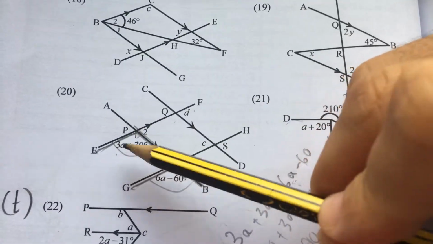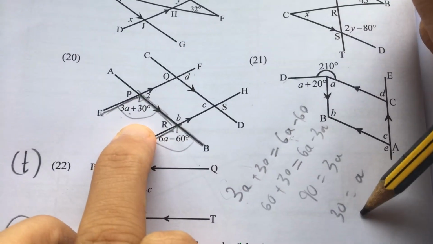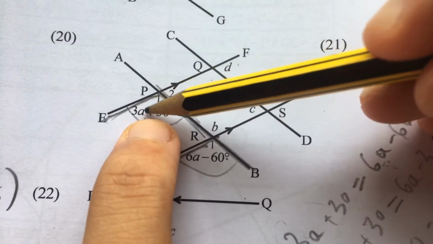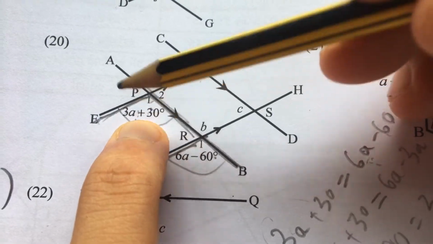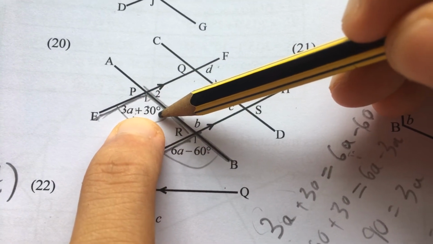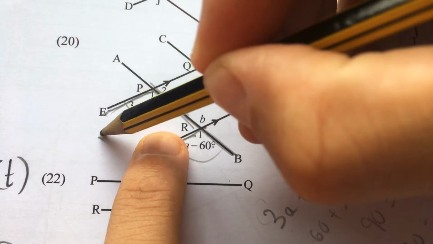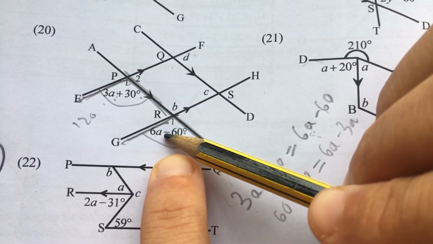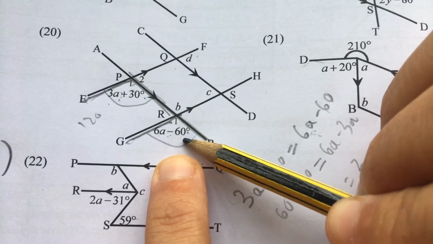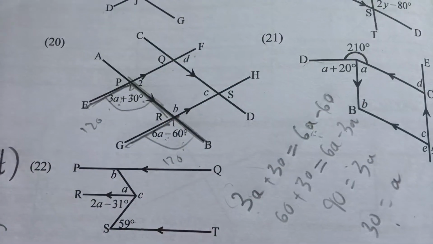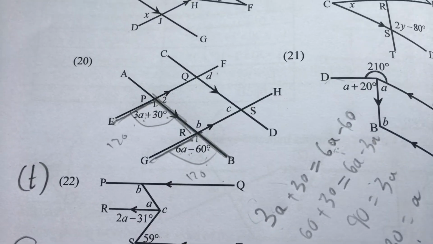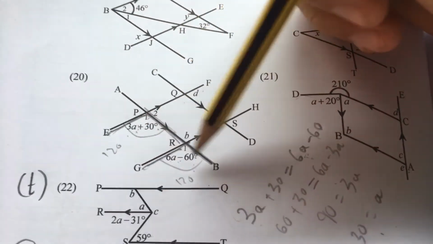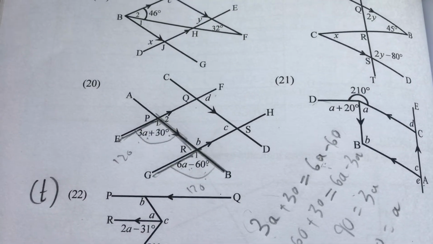What is 3 times a? a is 30, so 3 times a is 90. So I put a 30 inside here because a is equal to 30, 3 times 30 is 90. 90 plus 30 gives me 120. So I've got that angle as 120. Let's see if I put a 30 in here. It must be the same. 6 times 30 is 180. 180 minus 60 is 120. So I know I'm right. Okay. So that was the other. So whenever you have an ugly angle, what must you do? Make an equation.